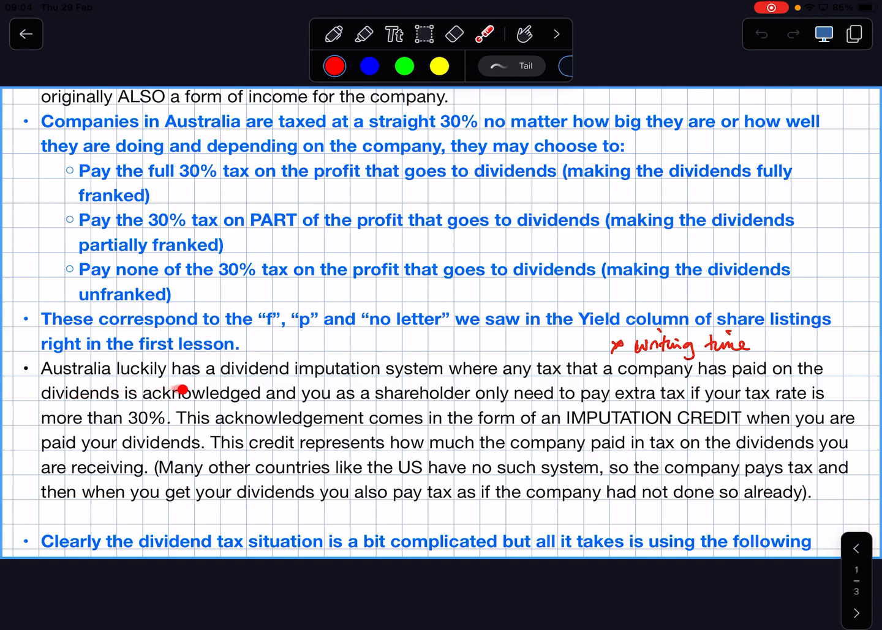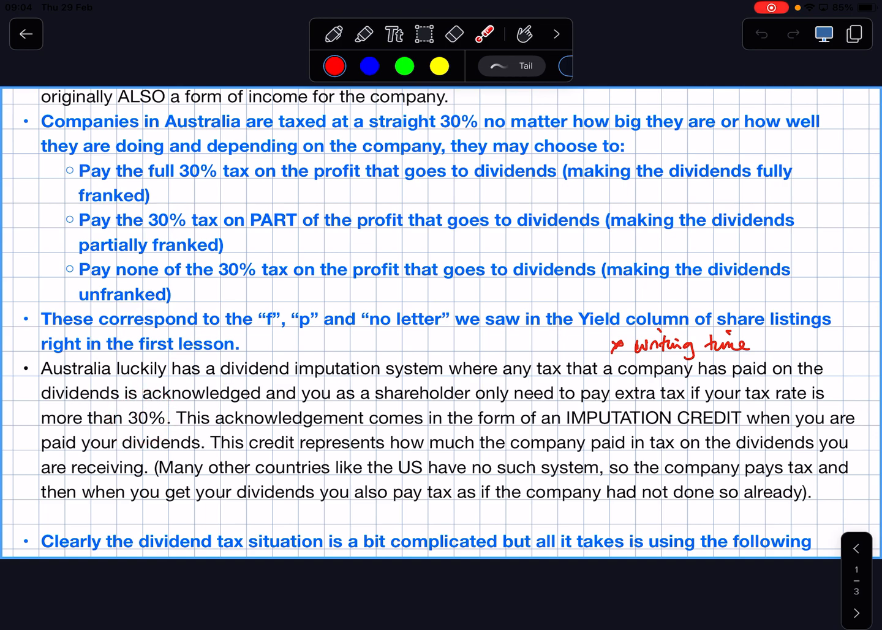Now, luckily for us, in Australia, this started in the 1980s when John Howard was the Prime Minister. Australia has something called a dividend imputation system. What's that about? Where any tax that a company has paid on the dividends, they acknowledge that, and you as a shareholder only need to pay extra tax if your tax rate is more than 30%.